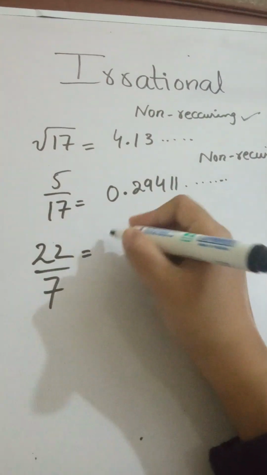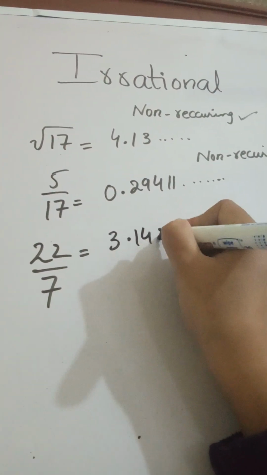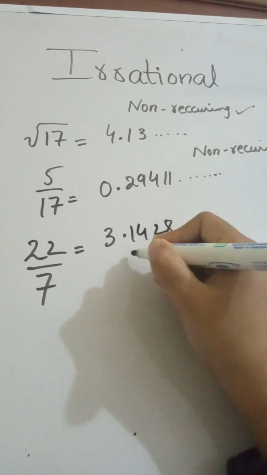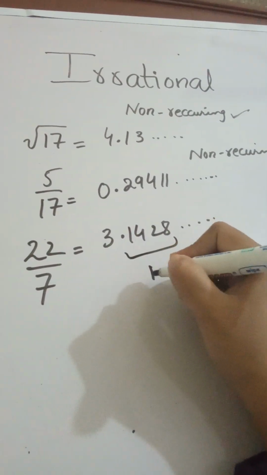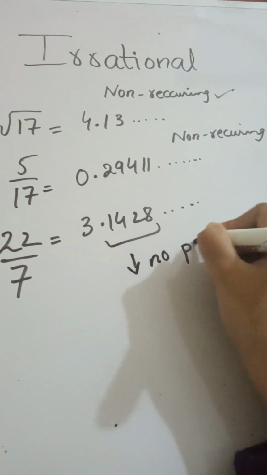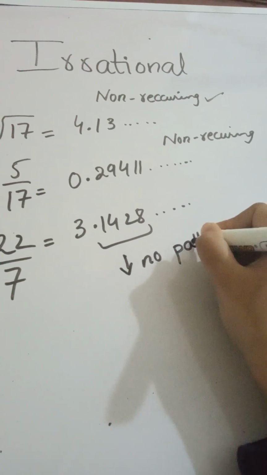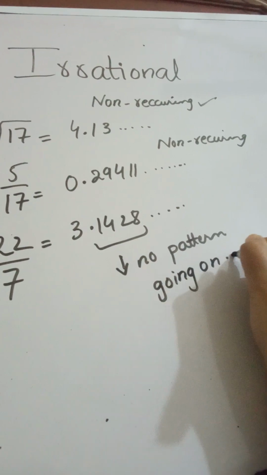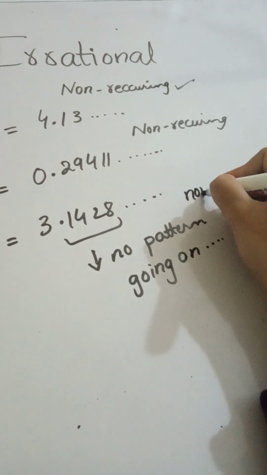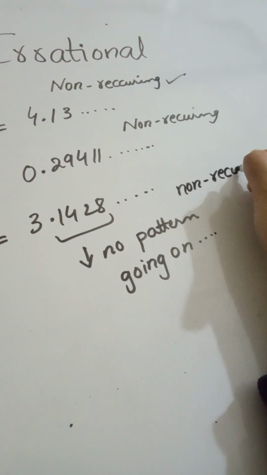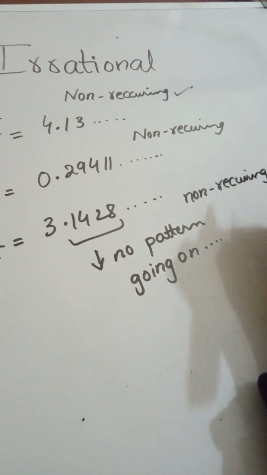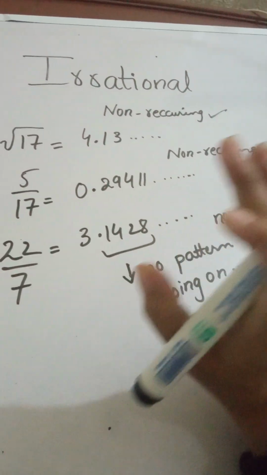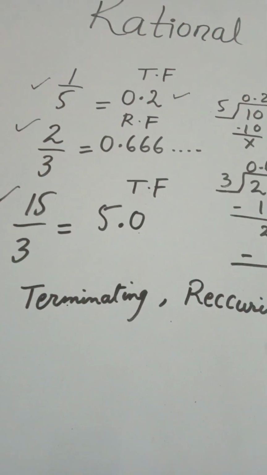Now this one, 22 by 7, we get 3.1428. It's also going on, and there is also not any pattern. No pattern, and also going on, so it's non-recurring. So it means we have understood that a fraction that is non-recurring is known as irrational, and recurring and terminating is rational.